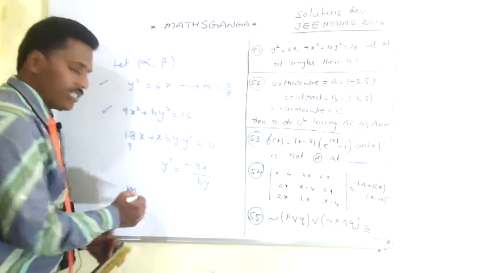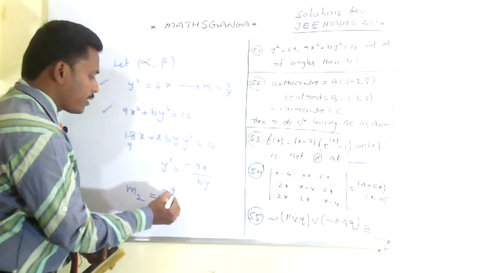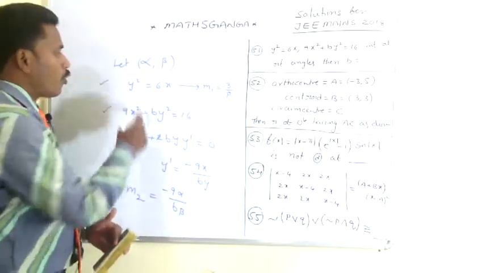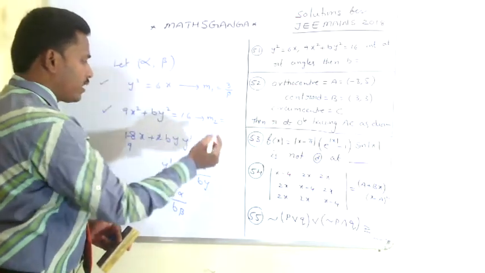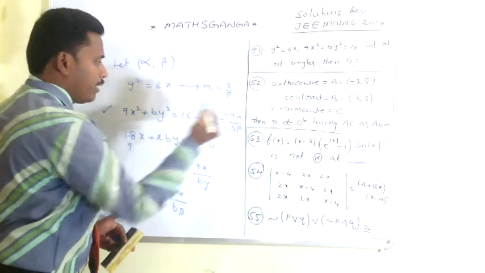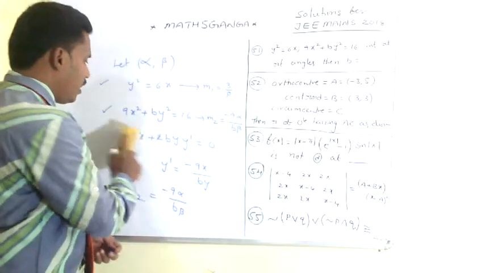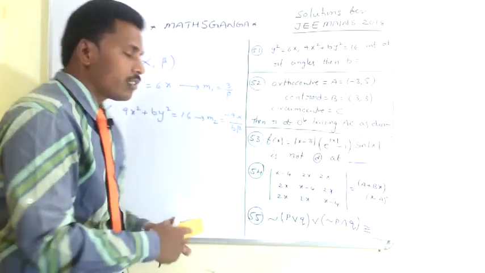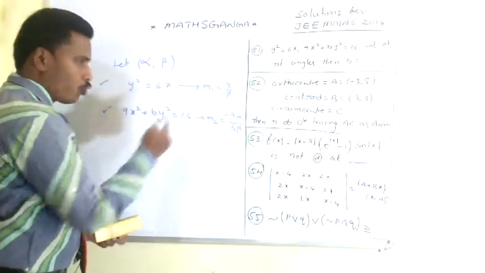Then the slope of the tangent for the second curve at the point alpha comma beta is minus 9 alpha by b beta. And at the same point, the slope of the tangent for the first curve is 3 by beta. As they mentioned, the curves are intersecting at right angles, so the angle between the tangents is 90 degrees. So the product of their slopes is -1.